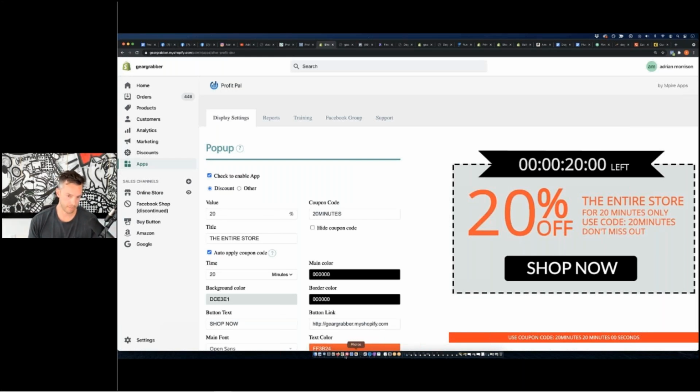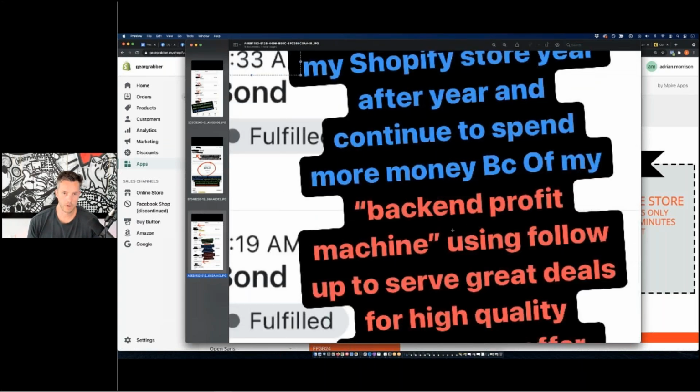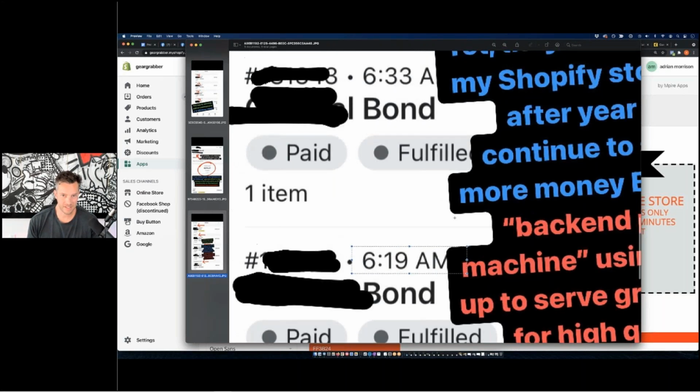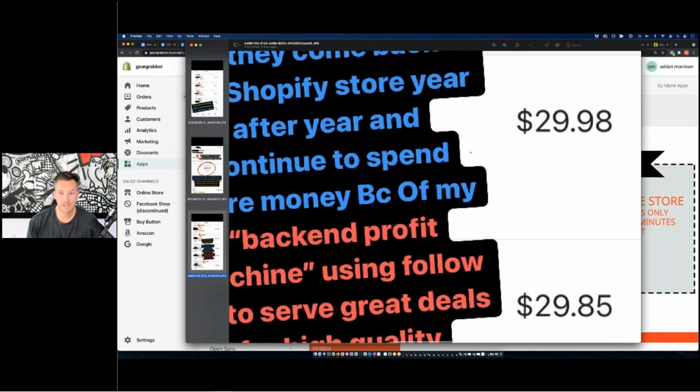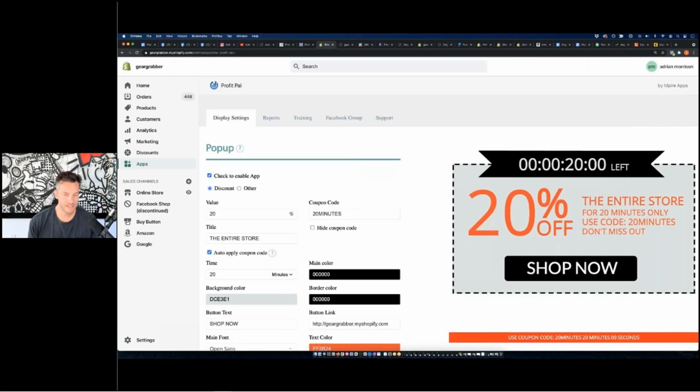This again is just simply proof that it works. If you look at this particular order here, this customer on December 23rd bought something at $6.19, but then at $6.33 they came in, and we doubled the order value of that session from $30 to $60 because they went on a quick shopping spree to scoop up a discount on something in less than 20 minutes. So this app just works. It's been working. It's battle tested. It's made myself and a lot of people a lot of extra money.